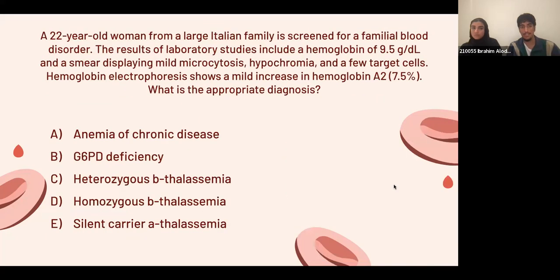Next question. A 2-year-old woman from a large Italian family is screened for familial blood disorder, and the result of the laboratory study includes a hemoglobin of 9.5, and a smear displaying microcytosis, hypochromia, and a few target cells. Hemoglobin electrophoresis showed a mild increase in hemoglobin A2, 7.5%. What's the appropriate diagnosis?